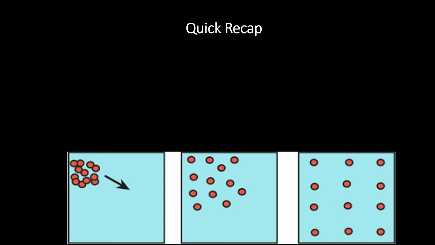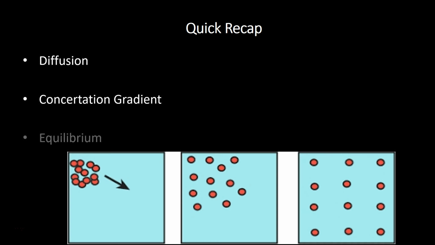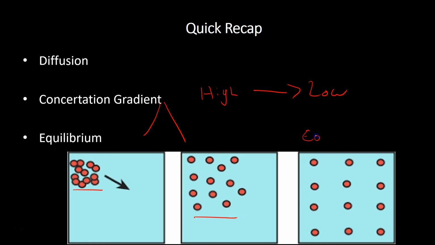So, real quick recap. We talked about diffusion, which is the movement from high concentration to low concentration. Again, if I look at these three pictures, these two pictures here show a concentration gradient because there's a difference in molecules. This last picture on the end shows equilibrium, because there's an equal amount of molecules in the whole space, okay? And one last thing, diffusion is passive. Does not require any energy, okay?